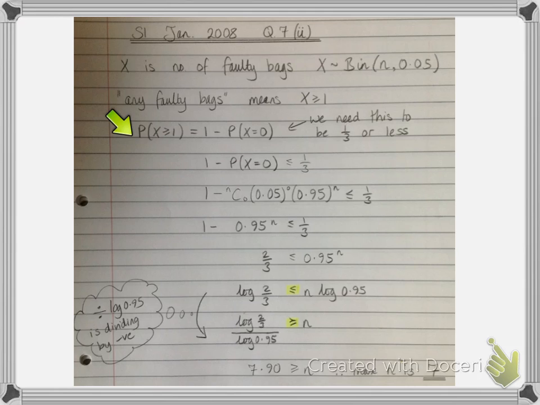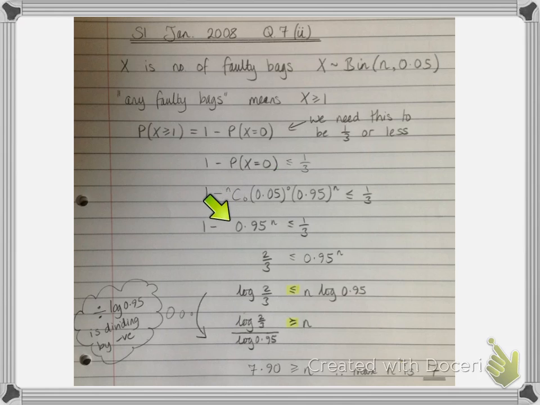So the probability that X is greater than or equal to 1 is 1 minus the probability that X equals 0. So 1 minus the probability that X is equal to 0 needs to be less than or equal to 1/3. So for the probability that X equals 0, we can use the binomial formula. So we've got nC0, which is 1, 0.05 to the power of 0, which is also 1, and then 0.95 to the power of n, and that's going to be less than or equal to 1/3.